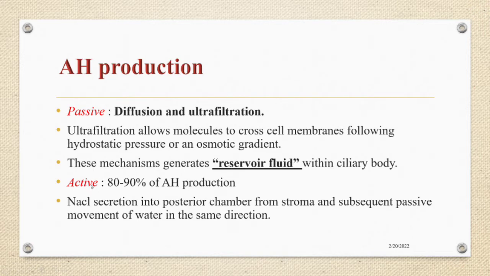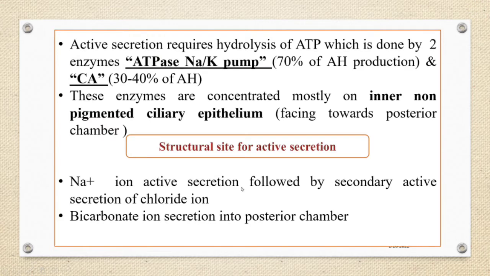So the active secretion of the sodium as well as chloride and bicarbonate ions into the posterior chamber will make the increased osmolarity in the posterior chamber, so that it will drag the fluids from the ciliary body. So this reservoir fluid will be dragged into the posterior chamber. This active process constitutes the majority, around 80 to 90% of aqueous production.